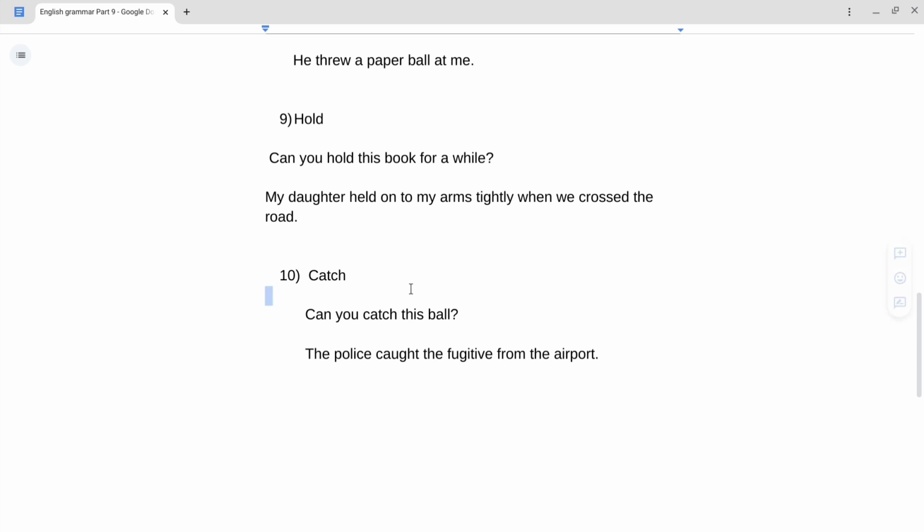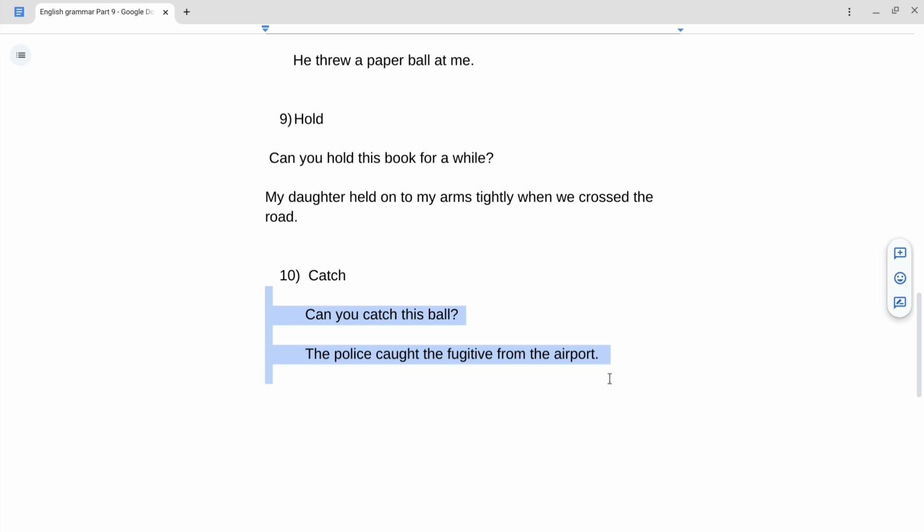The last one is catch. Okay, what is the meaning of catch? It's a very simple word. Can you catch this ball? My friend has a ball in his hand and he is asking me, I will throw this ball to you, can you catch it? So he throws the ball. If I want to catch it, when the ball comes, I have to get the ball in my hand. That is the action catch.